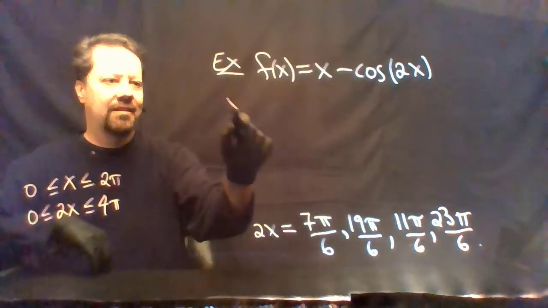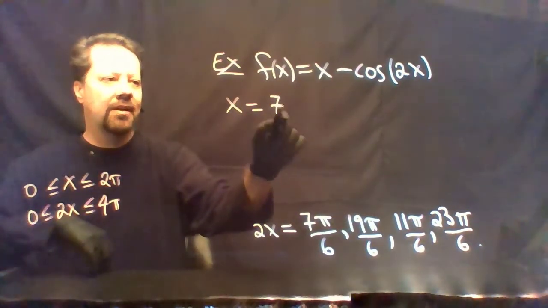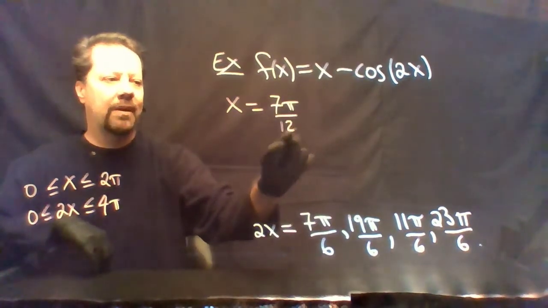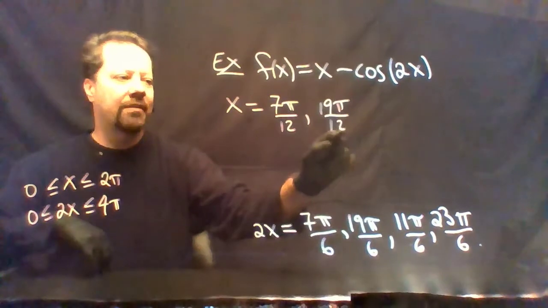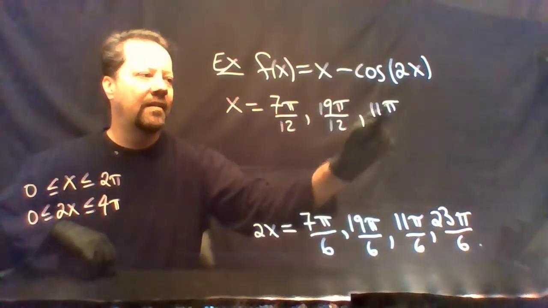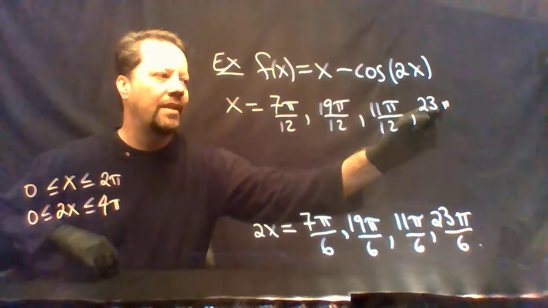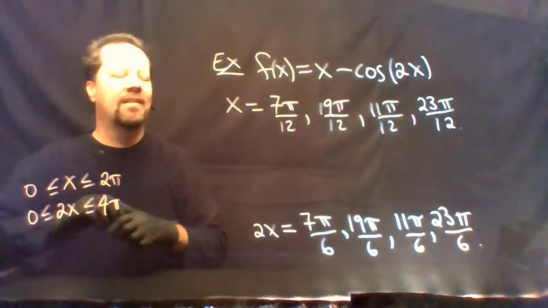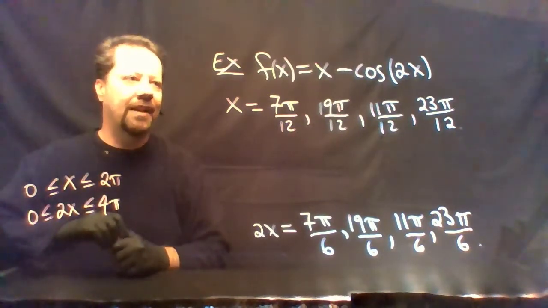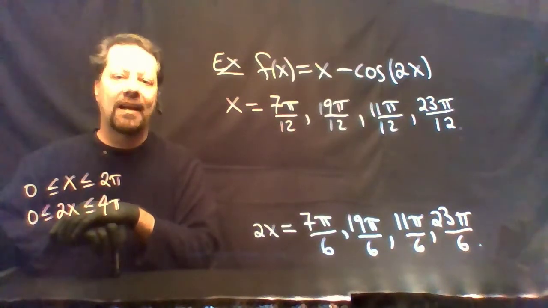It turns out, dividing everything in sight by 2, the critical points are 7 pi over 12, 19 pi over 12, 11 pi over 12, and 23 pi over 12. We need to evaluate the function f at all 4 of these critical points and at the endpoints.